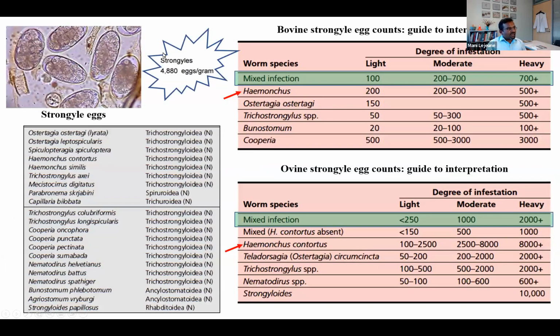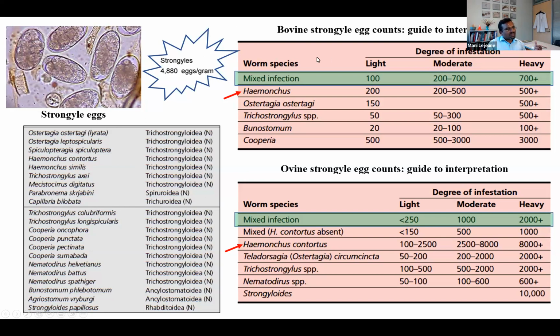For strongyles, in the result that I showed before, we counted 4,880 eggs per gram. Before I explain what this means, I wanted to let you know that strongyle is a name given to a list of different roundworms present in the gastrointestinal tract of ruminants. These are members of Trichostrongyloidea, a superfamily, and they shed the egg as the parasite stage, and the eggs look the same. It's hard for us to differentiate different species of strongyle based on the appearance of the egg. Morphologically, it is indistinguishable.